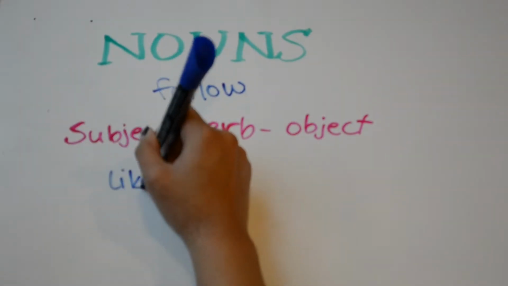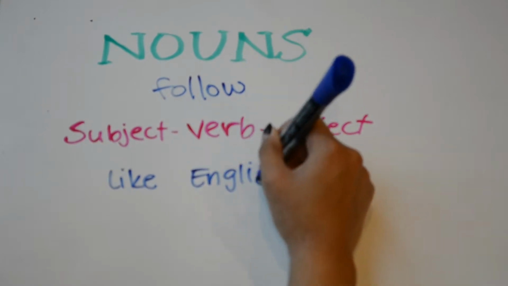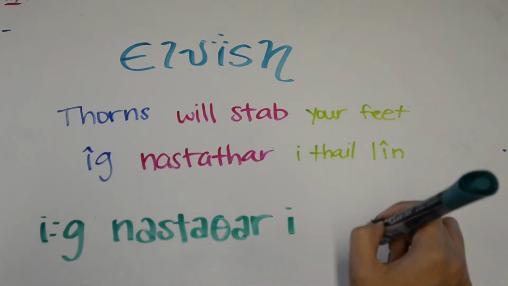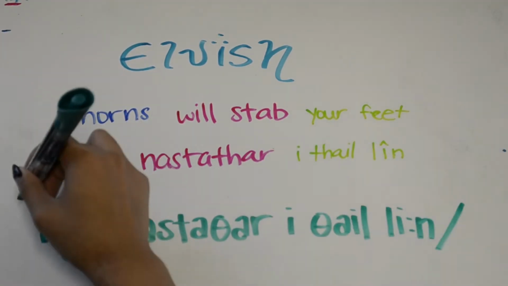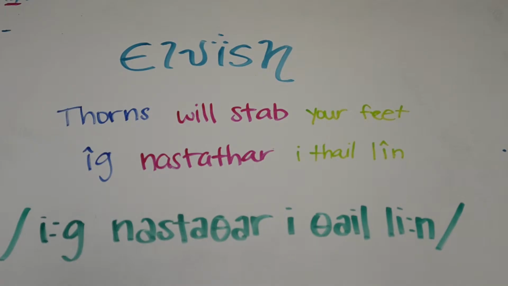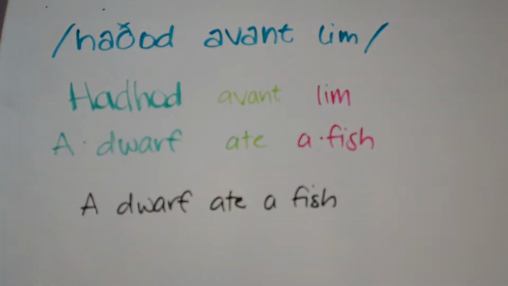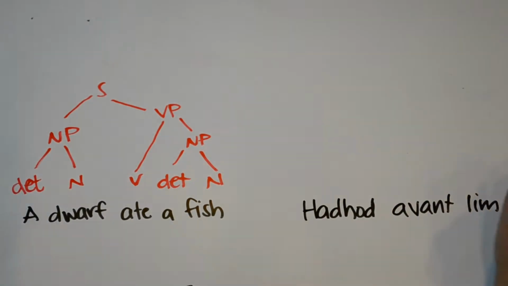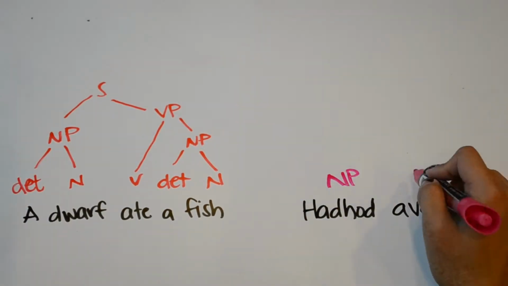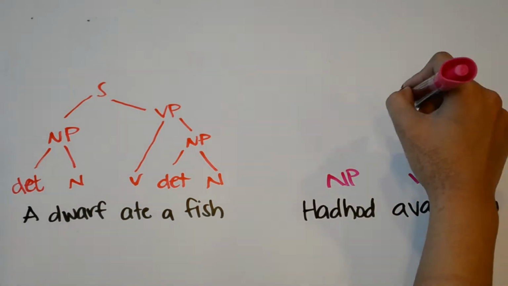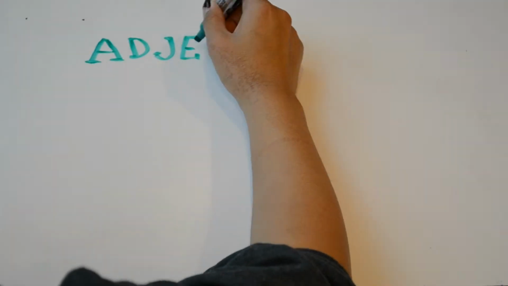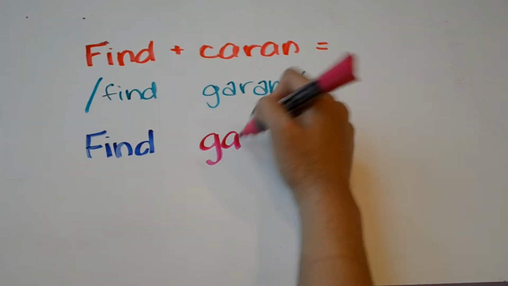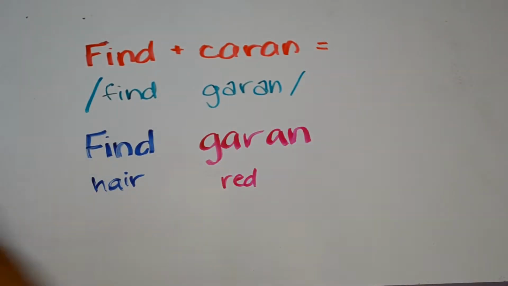Sentences with nouns in Sindarin follow the subject-verb-object pattern, much like in English, as you can see in this example. Ig is the subject, nastathar is the verb, thalin is the object. Also, nouns can stand alone as NPs. In this sentence, Hathud avant lim, a dwarf ate a fish, Hathud and lim take the article a and can therefore be standalone NPs.